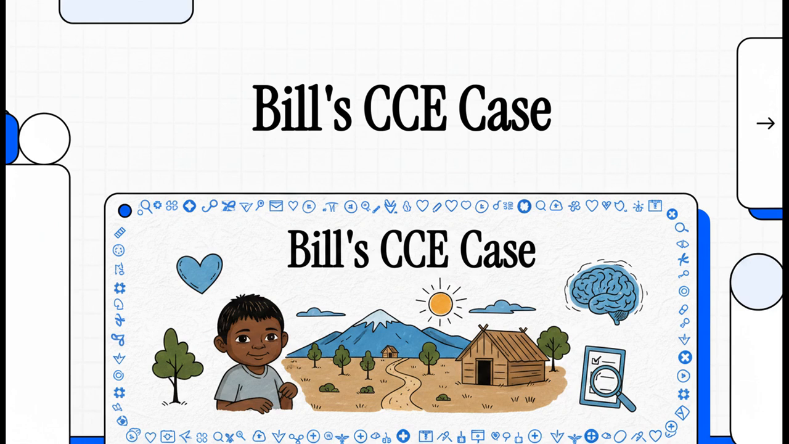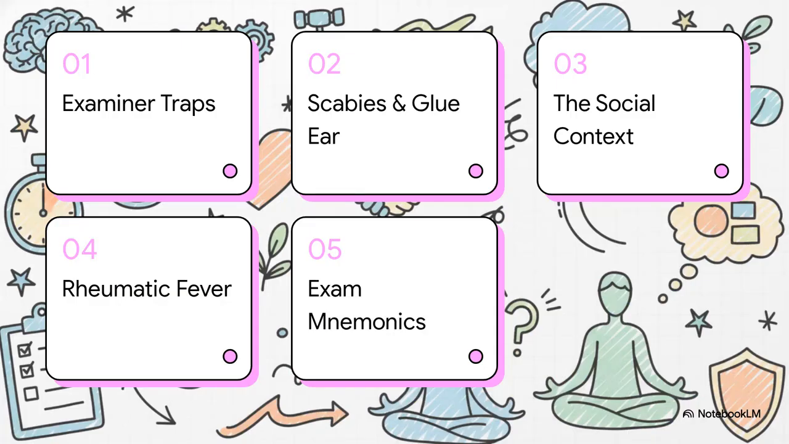We're going to break down exactly what the examiner's looking for, how to avoid their sneaky traps, and ultimately, how to score top marks through deep, empathetic understanding. Let's get into it. Here's our agenda for today. First up, examiner traps and hidden tests. Second, managing scabies and glue ear. Third, the social context trap. Fourth, the rheumatic fever twist. And finally, mnemonics for exam success.